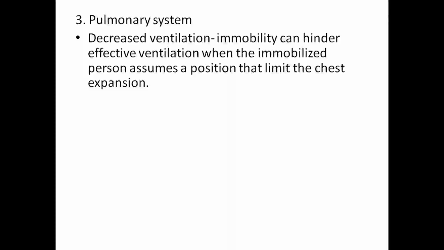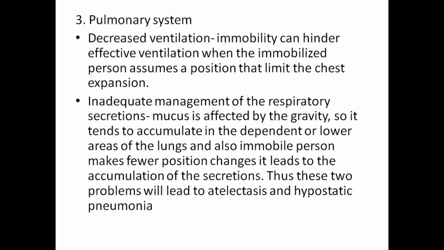Pulmonary system: decreased ventilation. Immobility can hinder effective ventilation when the immobilized person assumes a position that limits chest expansion. Inadequate management of respiratory secretions: mucus is affected by gravity, so it tends to accumulate in dependent or lower areas of the lungs, and also immobile persons make fewer position changes. It leads to the accumulation of secretions. Thus, these two problems will lead to atelectasis and hypostatic pneumonia.